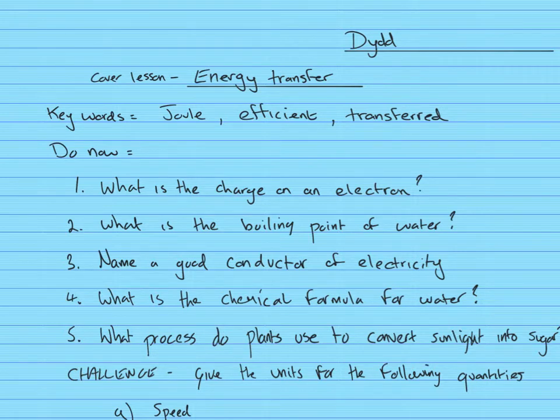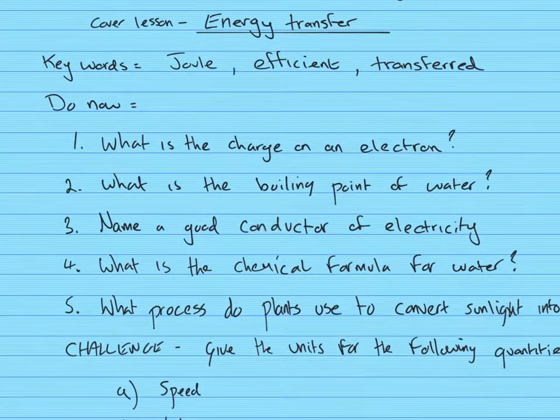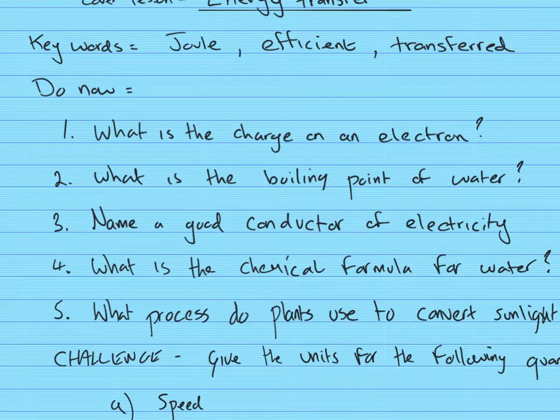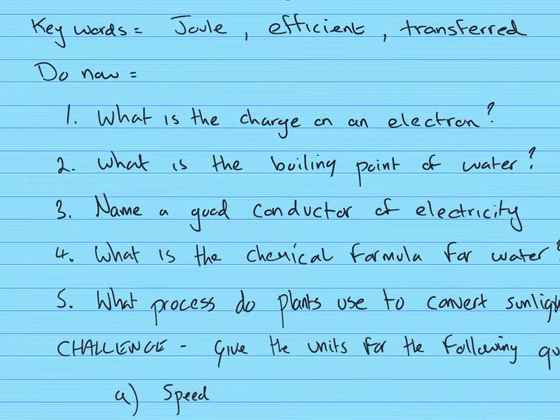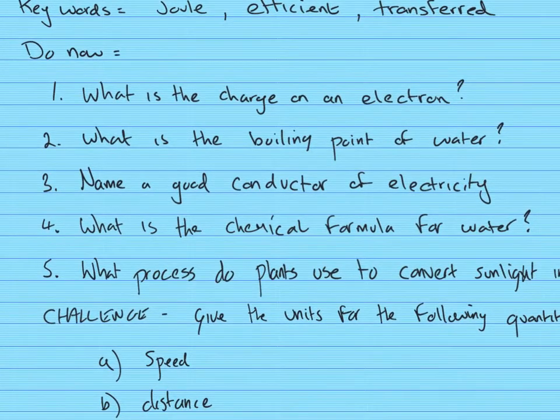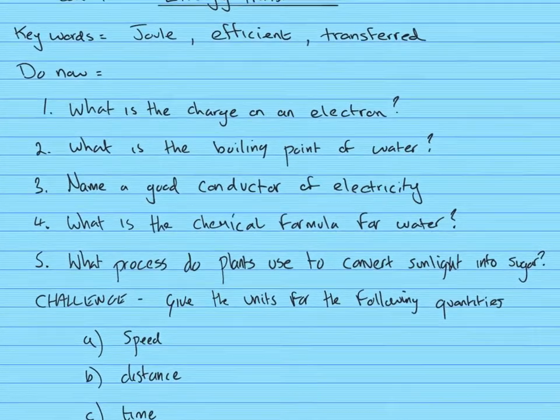So your do know activity, your questions are there. You don't need to write the question, just the answers. So the first question is, what is the charge on an electron? Question 2, what is the boiling point of water? Question 3, name a good conductor of electricity. 4, what is the chemical formula for water? 5, what process do plants use to convert sunlight into sugar?